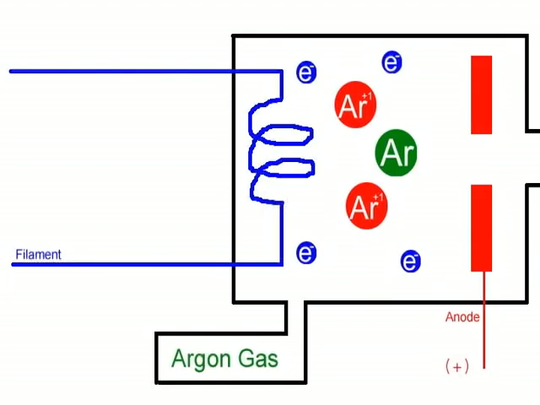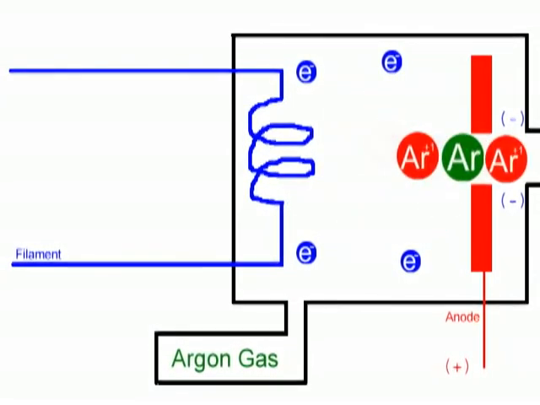Next, a negative charge is placed on the far side of the chamber. The positively charged ions are accelerated out of the chamber. Inevitably, some neutral atoms exit the chamber as well.